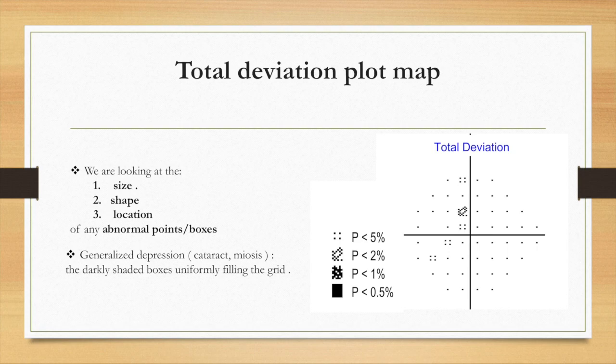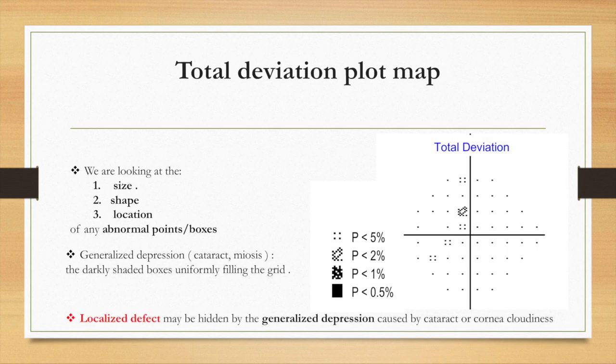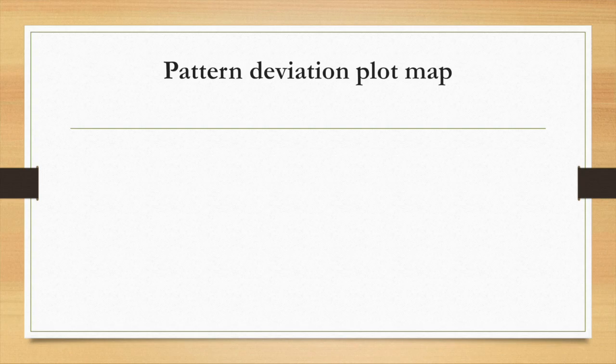like in cases of cataract or miosis, the darkly shaded boxes will uniformly fill the grid, and the localized defect may be hidden by the generalized depression caused by cataract or corneal cloudiness, so it is difficult to get the localized defect while reading the total deviation map. So to detect the localized defect, it's better to go to the pattern deviation plot map.